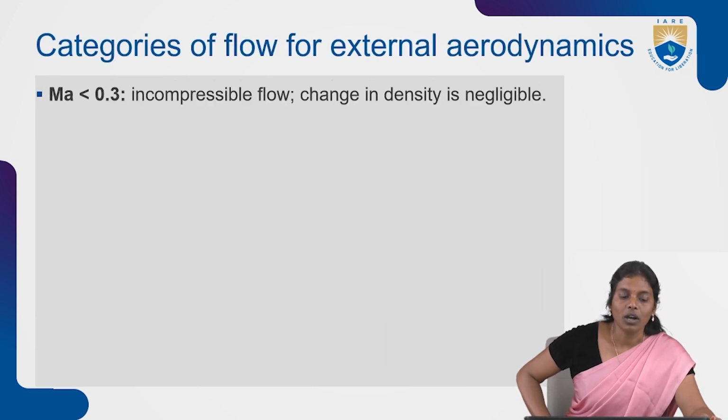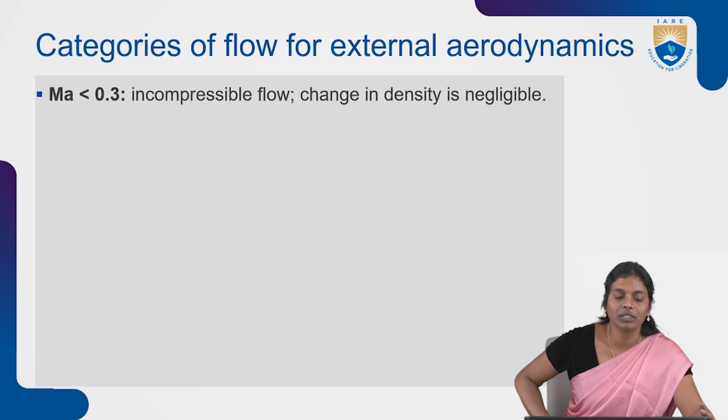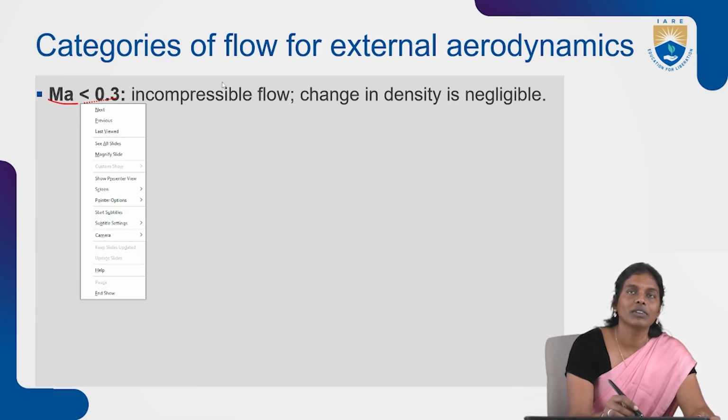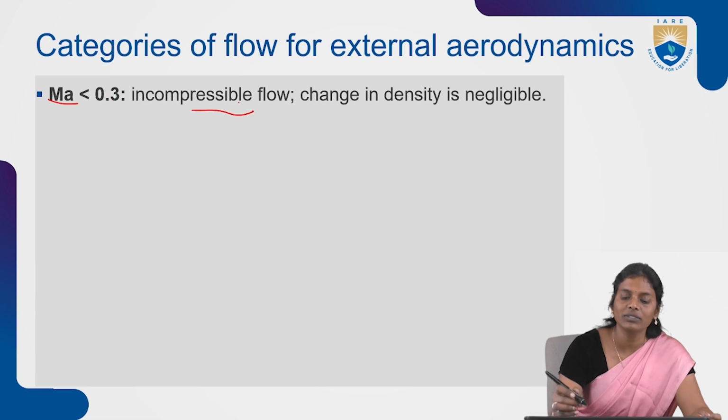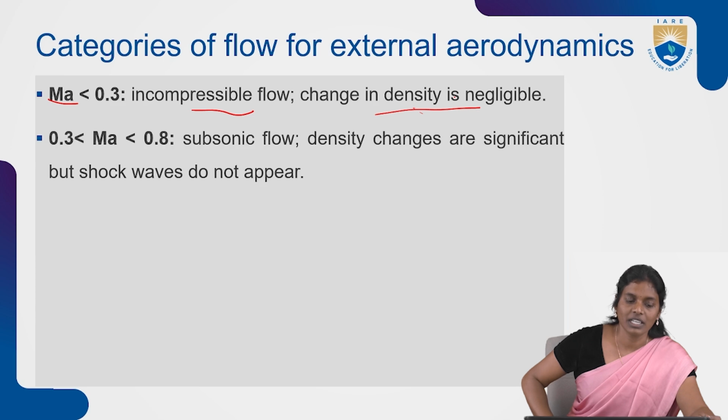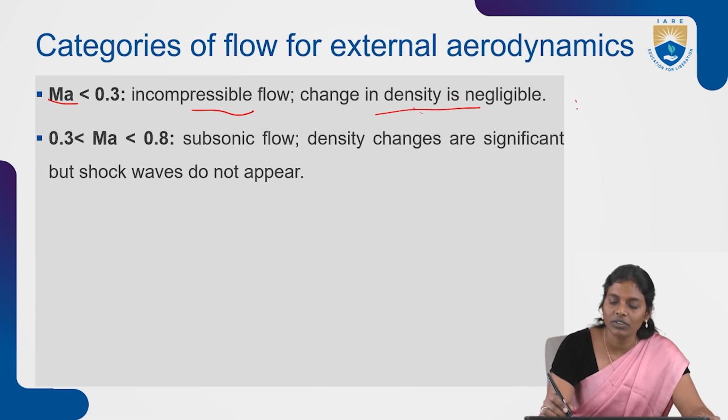So now, how has external aerodynamics flow been divided? The category of flow for external aerodynamics: Mach number less than 0.3. That one we will consider as incompressible flow, and we have seen also that at this particular time the density change is negligible. Okay, we are not saying it is not there, it will be there, but the change in density is negligible. So now, if M is less than 0.3, it is incompressible flow.